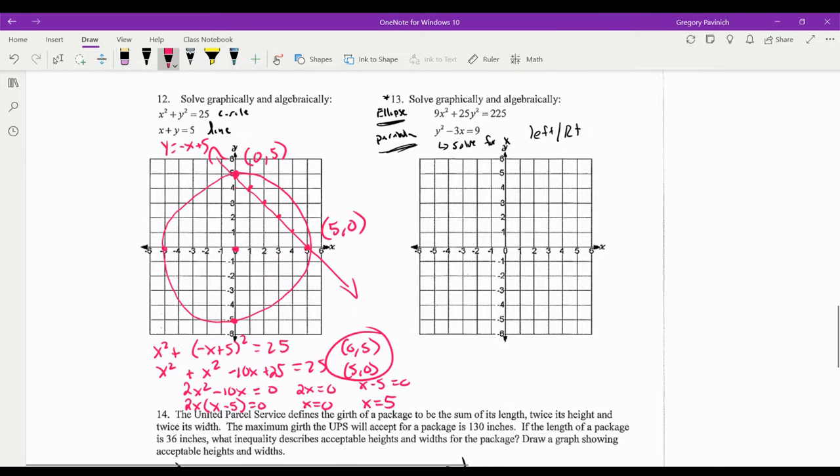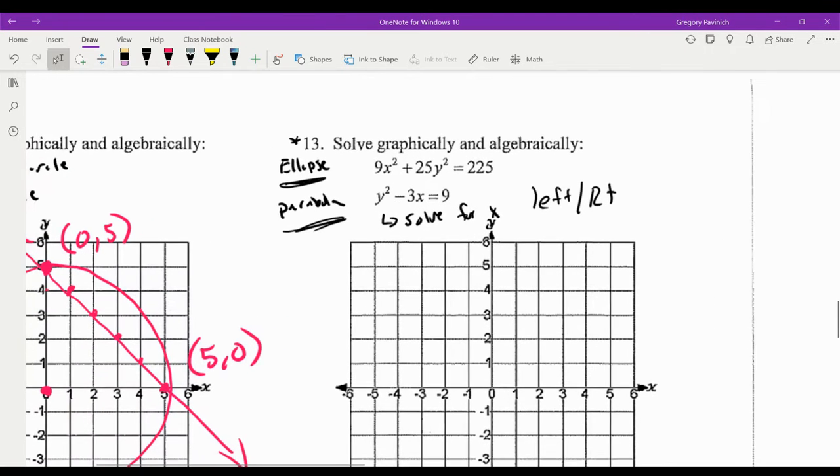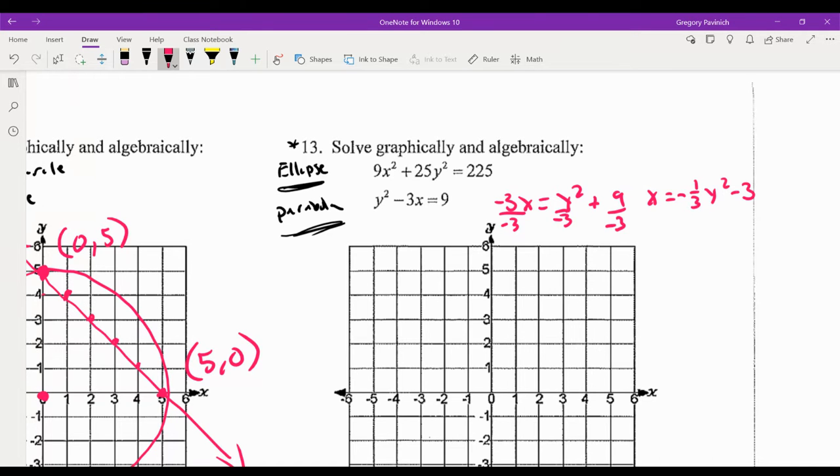Okay, our next one is a little bumped up a little bit. It is our ellipse and parabola. So remember, for a parabola, you're going to solve for the variable that's not squared. So I have -3 y squared equals 9. Divide everything by -3. Sorry, that should be plus. So x is equal to -1/3 y squared minus 3.